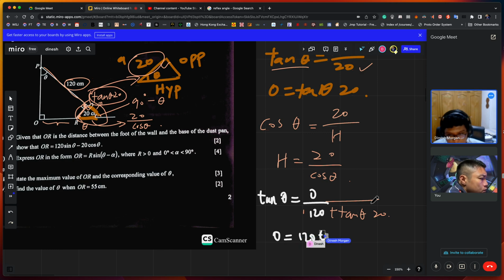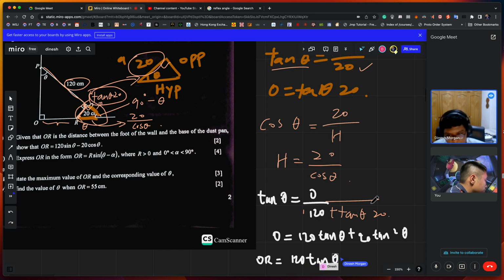20 tangent theta plus tangent square theta times 20. Shouldn't the 20 be in front of the tangent square? Sure. That means OR is 20 tangent theta plus 20.